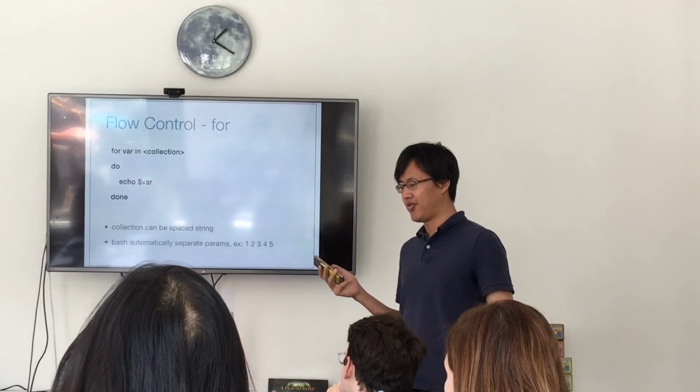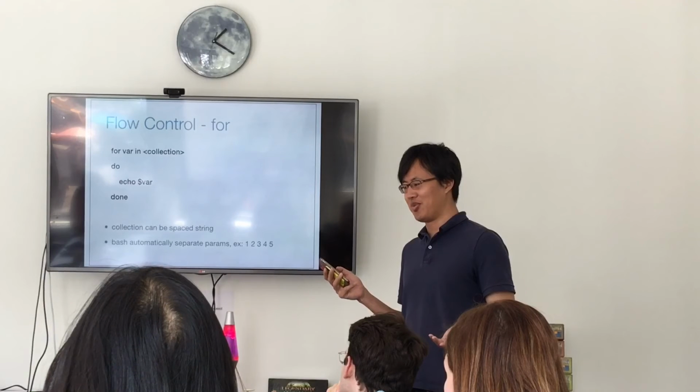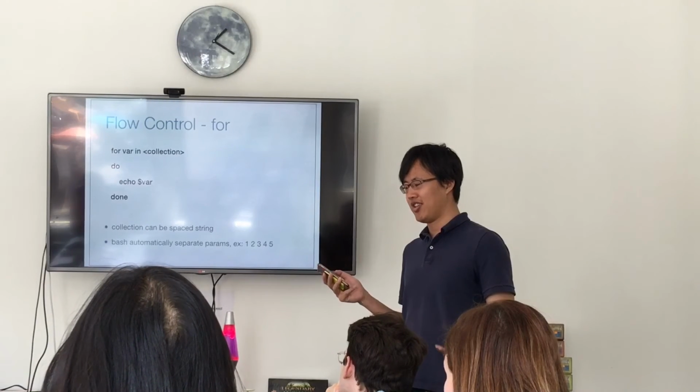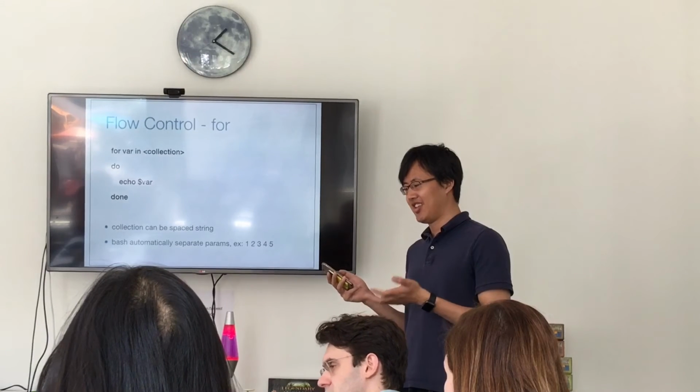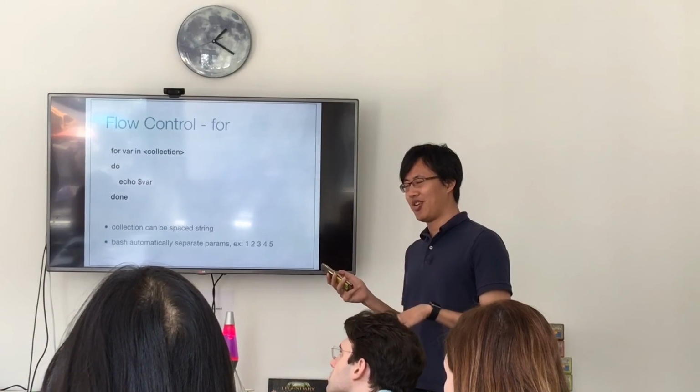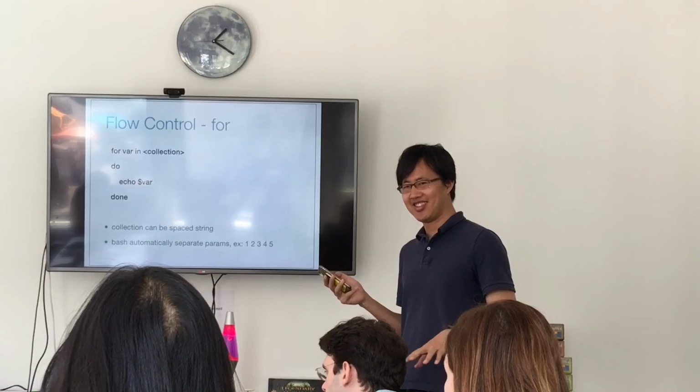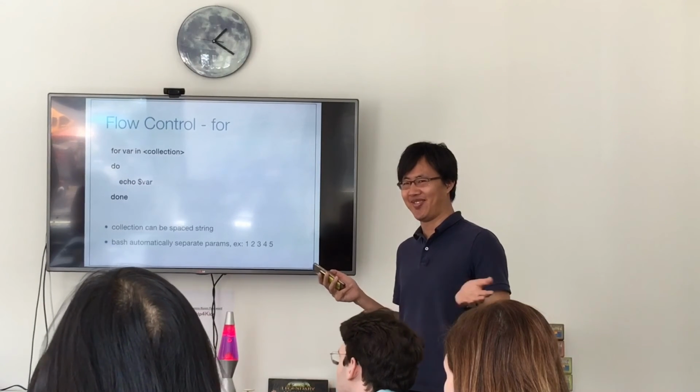So for, which is easy to remember, you just write for, a variable name, in, a collection, do something, and done, which is different from the if.